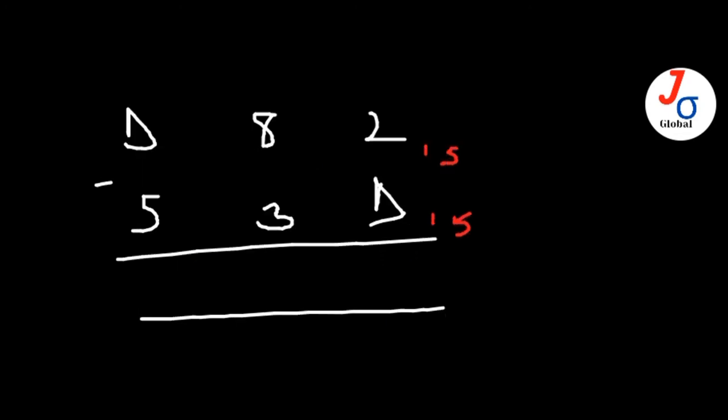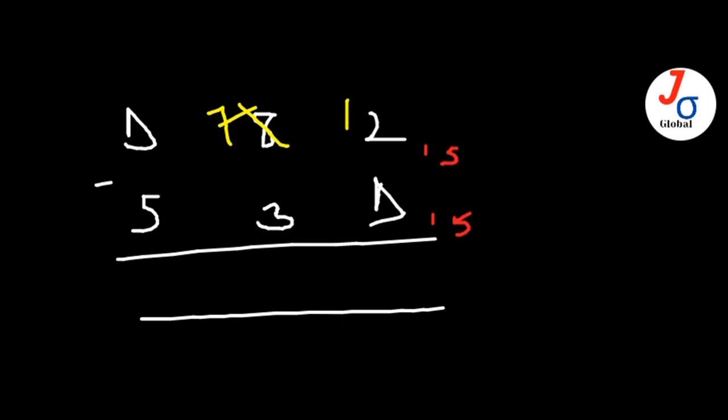Looking at this example, pause the video and try this yourself and see what you get. Alright, so 2 minus D. Obviously, 2 is less than D because D is actually 13. So 2 minus 13 is not possible. So what I do is borrow 1 from 8. When I borrow 1 from 8, this becomes 1 less. That's 7. And this one becomes 1.